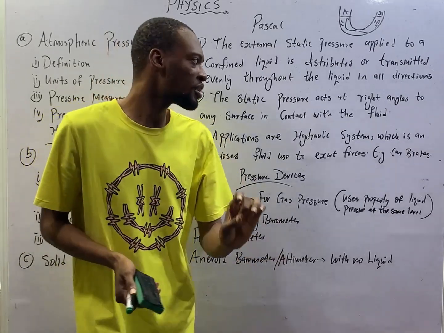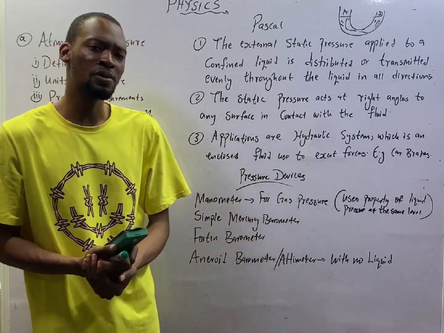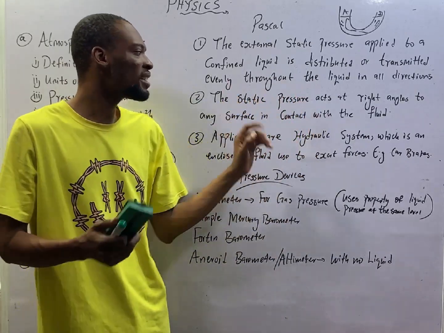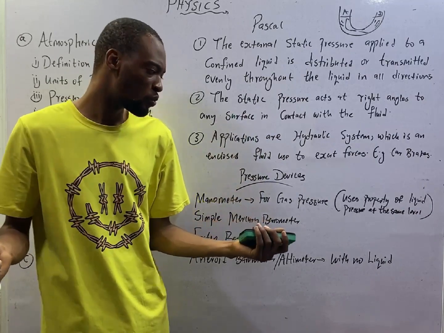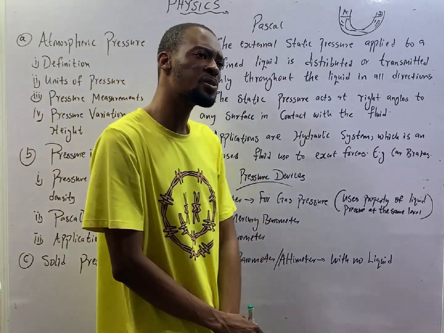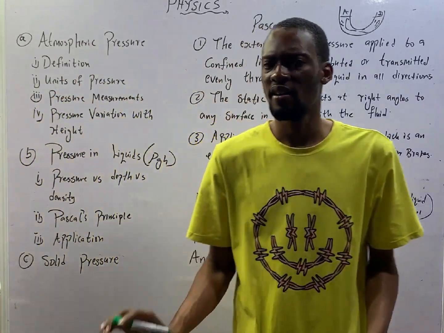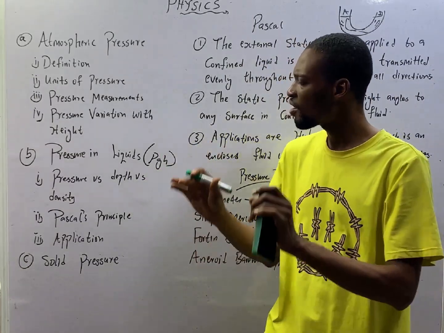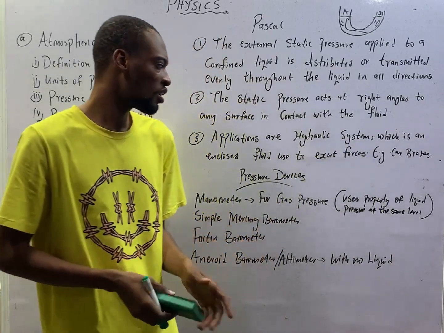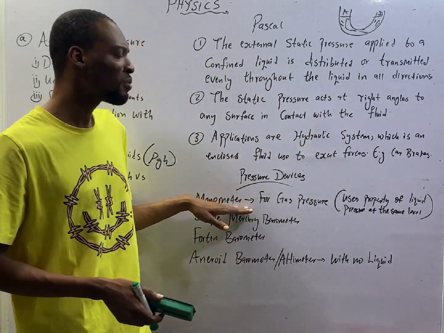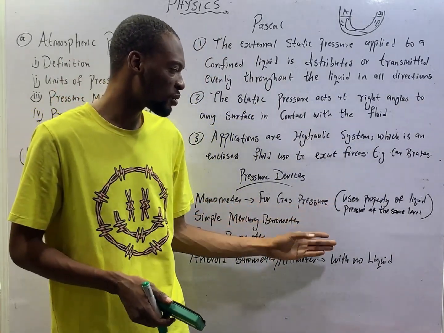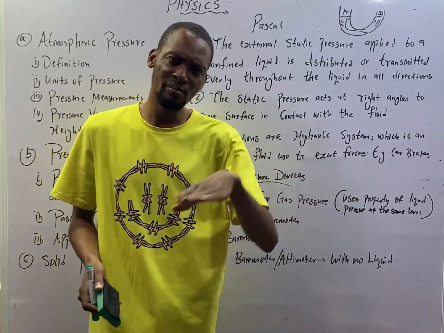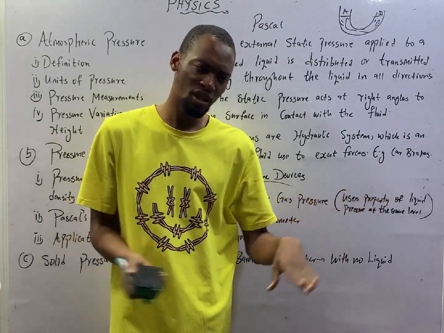Example, car brakes. Pascal's principle states that the static pressure acts at right angle to any surface in contact with the fluid. And pressure measuring devices are: 1. Barometer. The barometer is used to measure the atmospheric pressure. We have the manometer. Manometer is used for measuring gas pressure, and it operates based on the fact that pressure at the same level in liquids are equal.